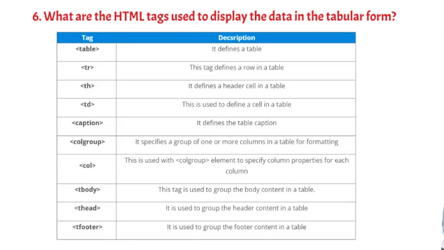<tbody>: this tag is used to group the body content in a table. <thead>: it is used to group the header content in a table. <tfoot>: it is used to group the footer content in a table.